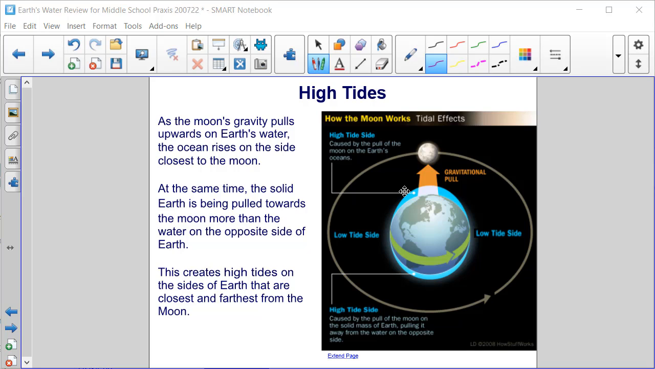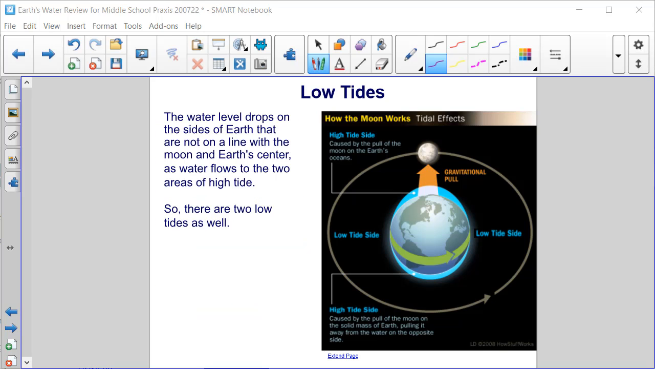At the same time, the solid Earth is being pulled toward the Moon more than the water on the opposite side of the Earth. This creates high tides on the sides of Earth that are closest and farthest from the Moon. So we also get a high tide side here caused by the pull of the Moon on the solid mass of Earth, pulling it away from the water on the opposite side. So we're pulling away, so we're going to get higher tide here, and then also higher tide here because it's pulling on the water.